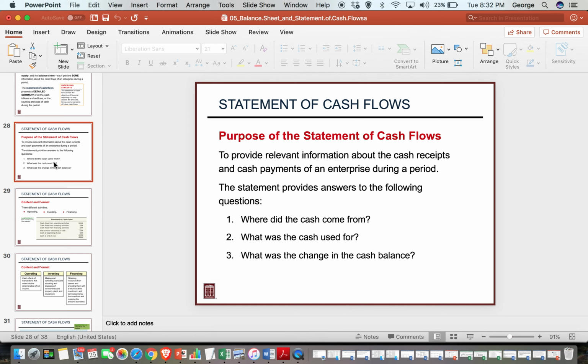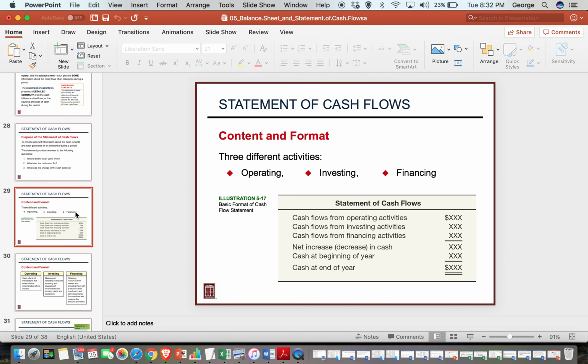We ask these questions: where did the cash come from? What was it used for? And what was the change in the cash balance? We have three different sections: operating, investing, and financing. For cash flow from operating activities, cash was reduced because of the purchase of inventory. For cash flow from investing activities, cash was reduced because I made an investment in stock of another organization, common stock of another organization.